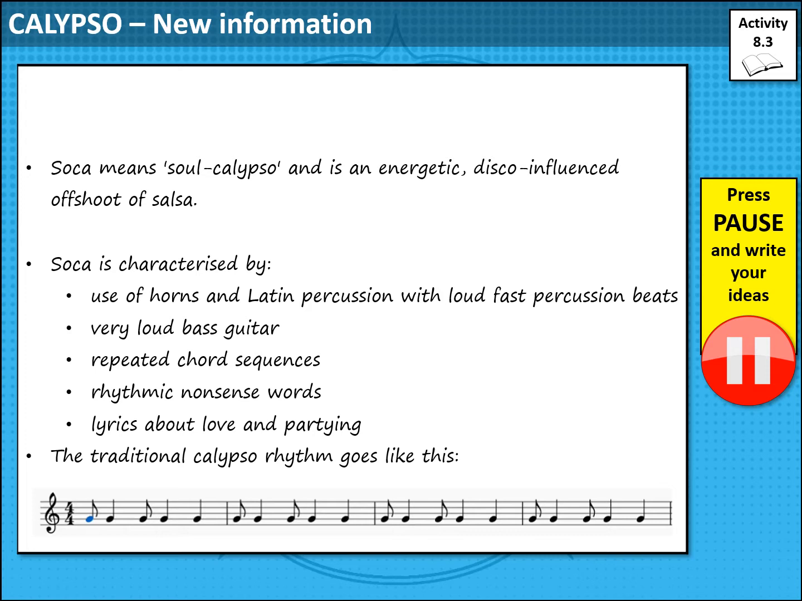Soca, though, is characterised by the use of horns and Latin percussion and loud, fast percussion beats. Very loud bass guitars with repeated riffs and repeated chord sequences. And there are rhythmic nonsense words and lyrics about love and partying. Just thought it'd be interesting for you to hear how the traditional Calypso rhythm sounds.